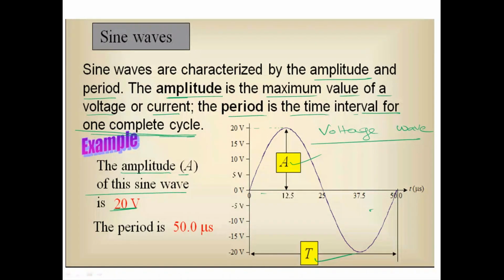Now for this example, the time period is 50 microseconds. So time is taken as microseconds. Therefore the time period of this one is 50 microseconds, the total time to complete one positive and one negative half cycle. The time to complete one positive and one negative half cycle of a sinusoidal waveform is called the time period, right?